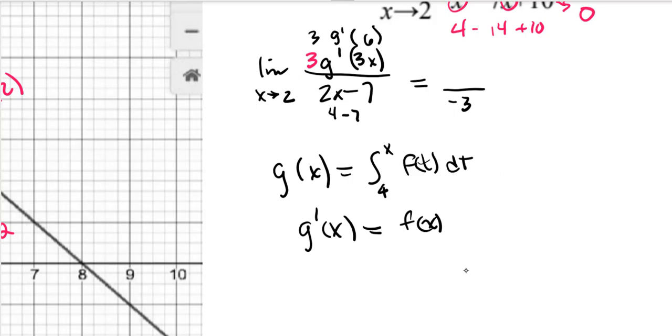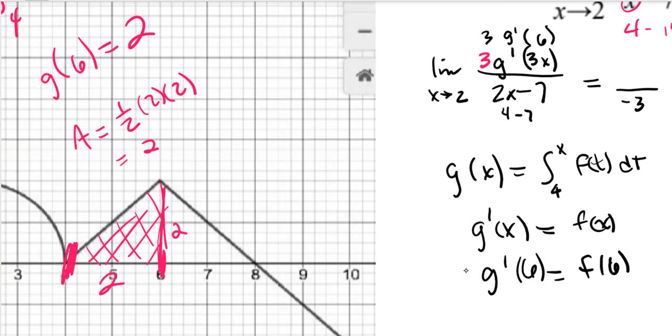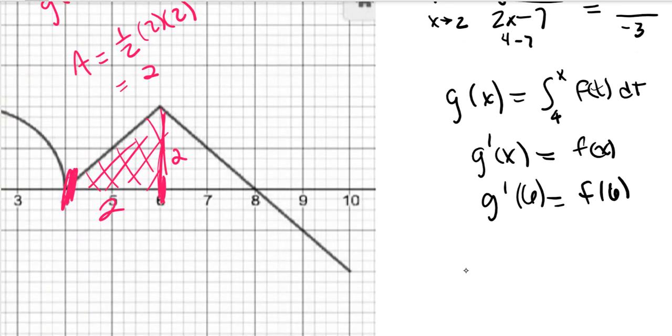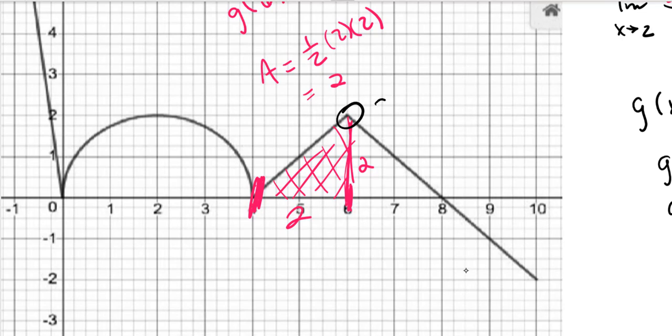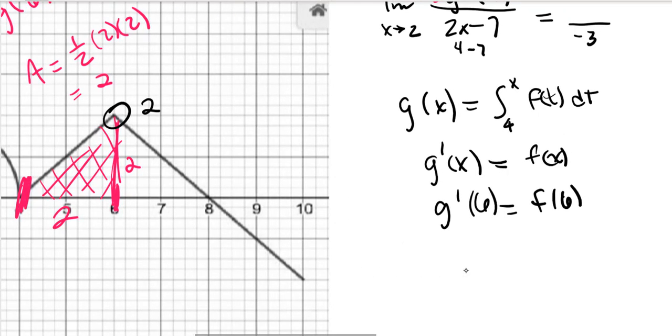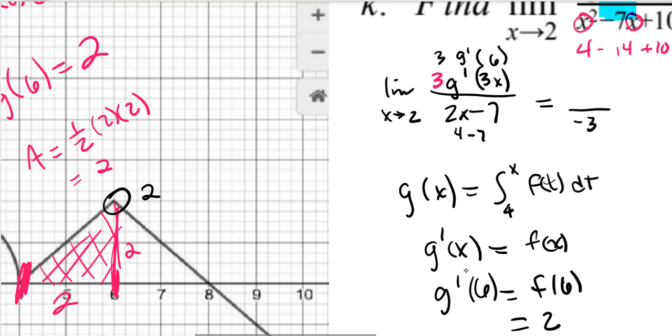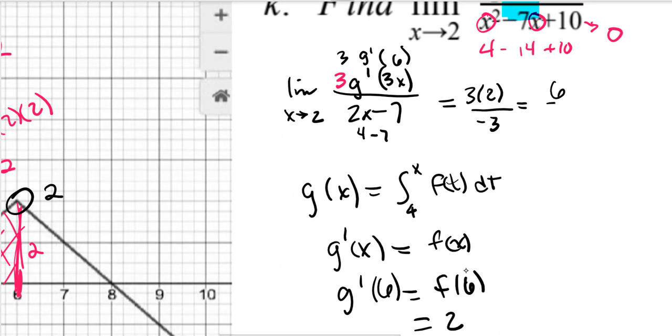So let's evaluate then and figure out what g prime of 6 is. We're going to plug 6 in anywhere there's an x. So g prime of 6 is just going to be f of 6. Now f of 6 just means I've got to figure out what the y value is. So I go over to my function, and I have to look at the y value at 6. Let's zoom out a little bit so you can see there. My y value is just 2. So when I plug 2 in up here, I'm going to have 3 times 2, which ends up giving me 6. So I'm going to have 6 in the numerator and negative 3 in the denominator, and 6 divided by negative 3, of course, is negative 2.